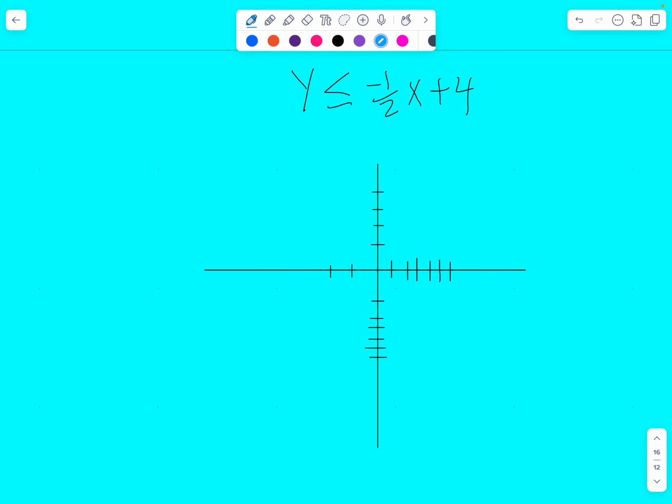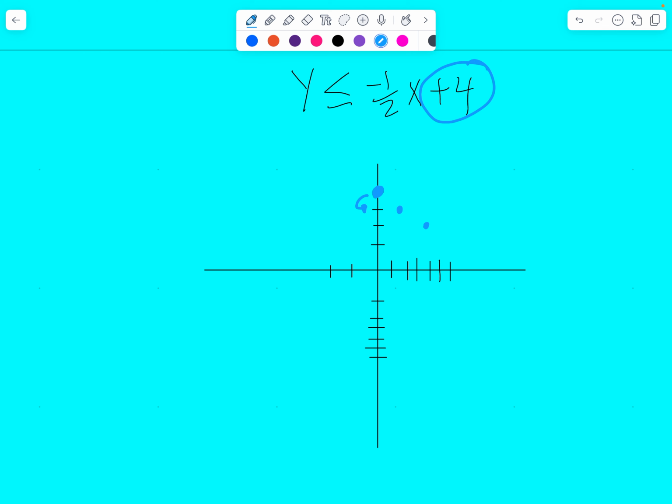We have y is less than or equal to negative 1/2 x plus 4. What's your y-intercept, guys? 4. 1, 2, 3, 4. Now I need to go down by 1 and go to the right by 2. 1, 2. Down by 1, to the right 2. 1, 2. Great.